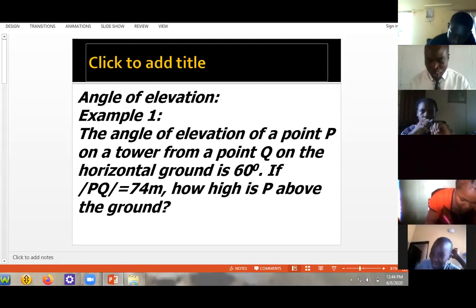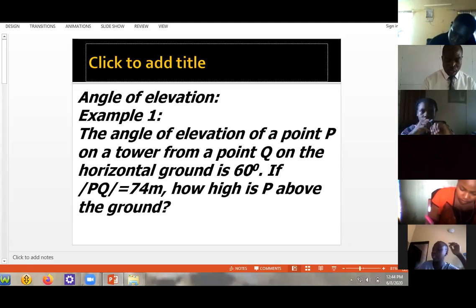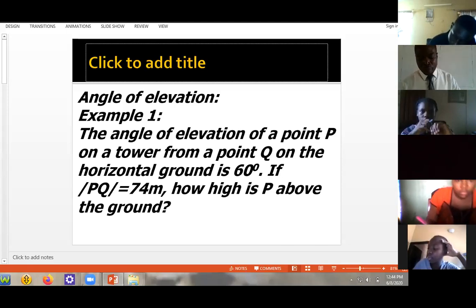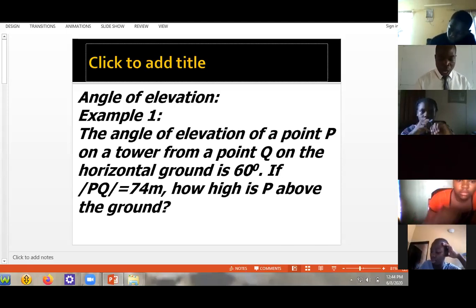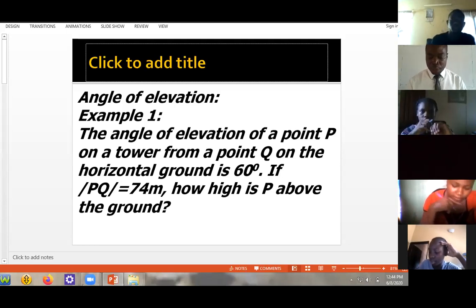The angle of elevation of a point P on a tower from a point Q on the horizontal is 60 degrees. If PQ is 74 meters, how high is P above the ground?